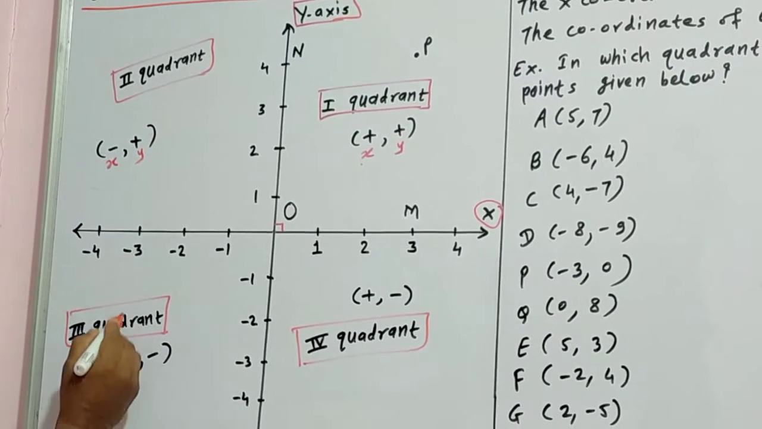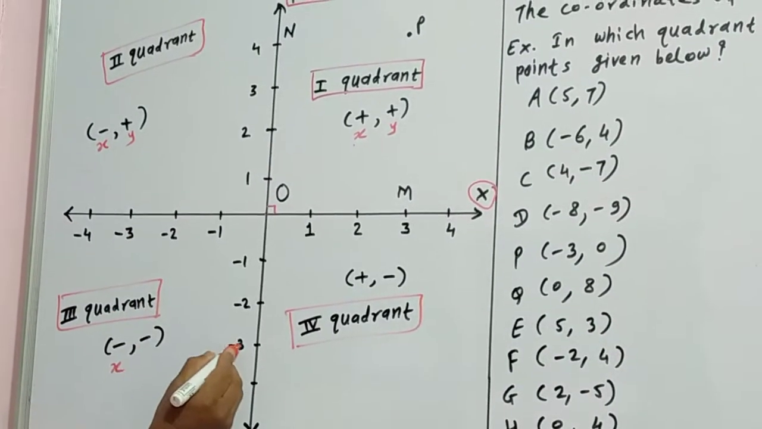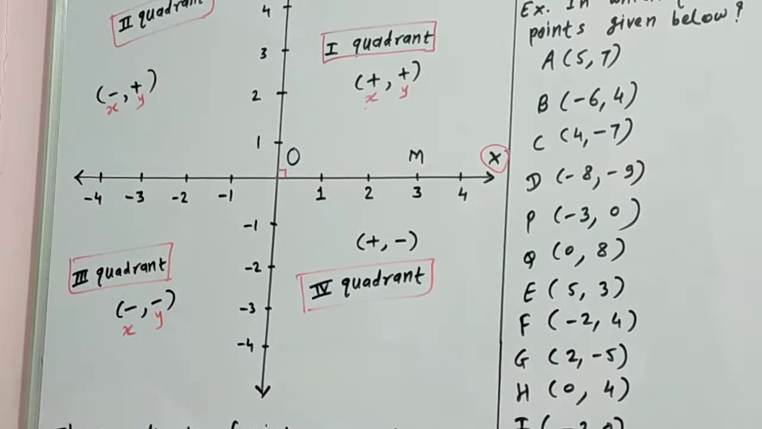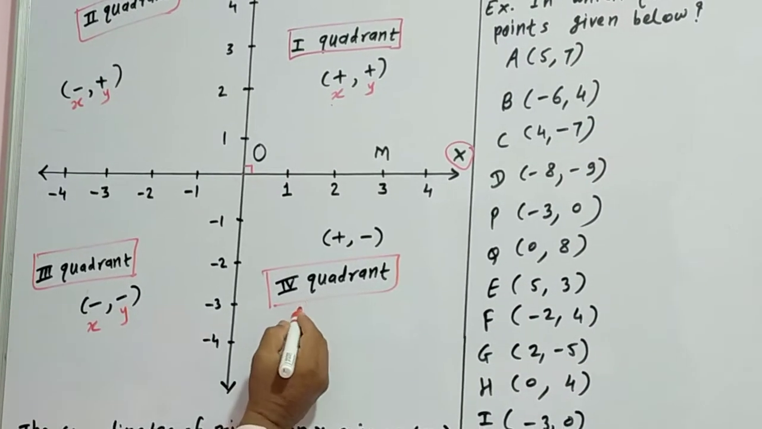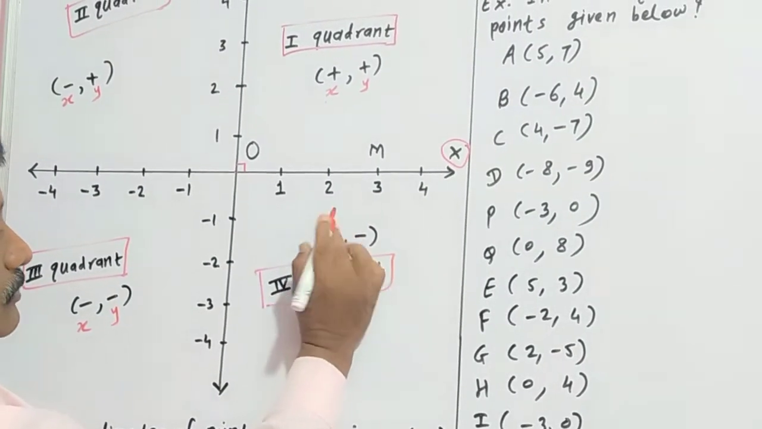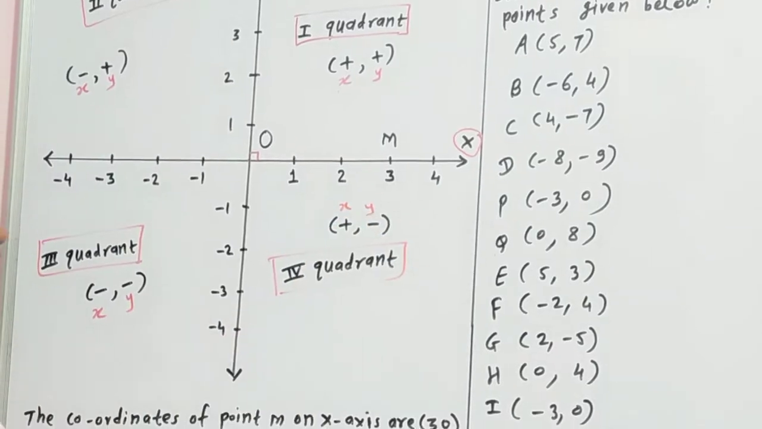In the third quadrant, on the x-axis here are negative numbers, and on the y-axis negative numbers. That's why the x coordinate is negative, the y coordinate is negative. In the fourth quadrant, the x coordinate is positive and the y coordinate is negative.